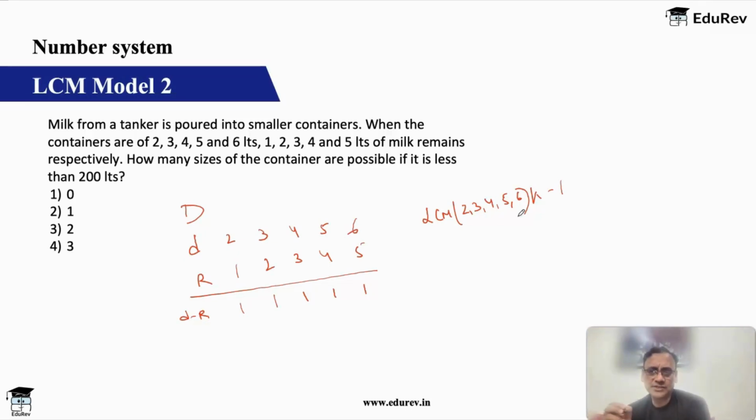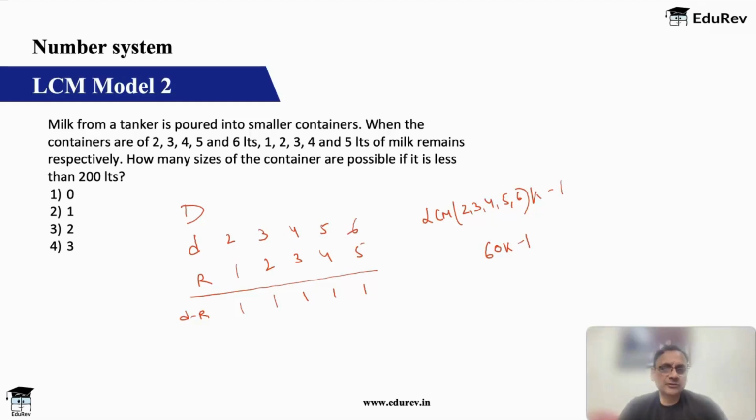The LCM would be 60. 6 ka multiple, you can see that 60 would be the smallest number which will satisfy this. 30, yes. So it is basically 60k minus 1. After some practice, in fact, LCM you will get directly. You won't even have to calculate. Okay, so 60k minus 1.